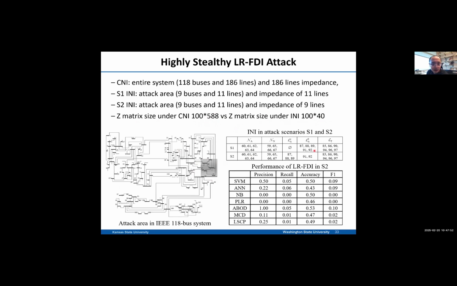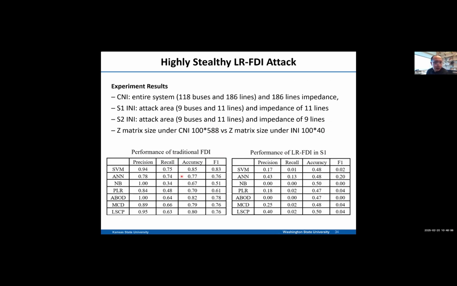We also evaluate the performance of machine learning detectors under the low rank FDI attack. We can see that this attack achieves a low detection rate, while for the traditional FDI attack they can detect about 75% of attacks, which is consistent with our results in the IEEE 14 bus system.